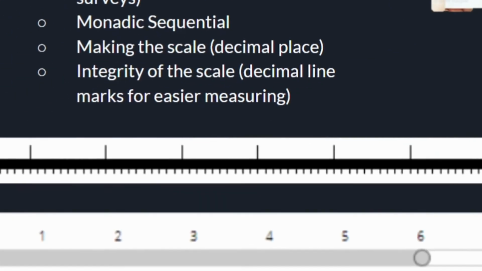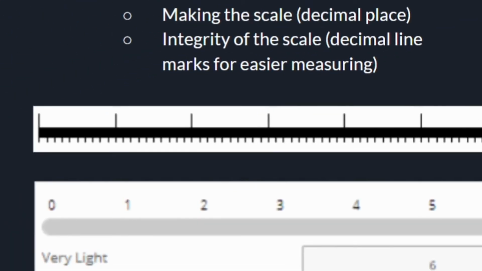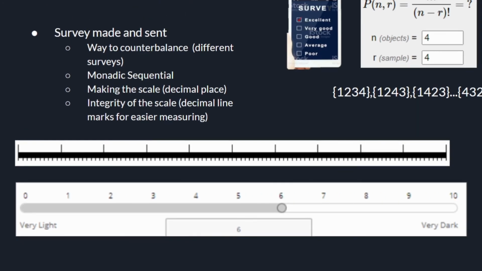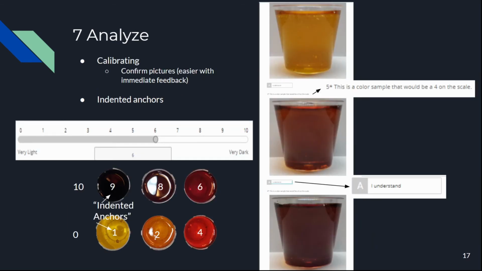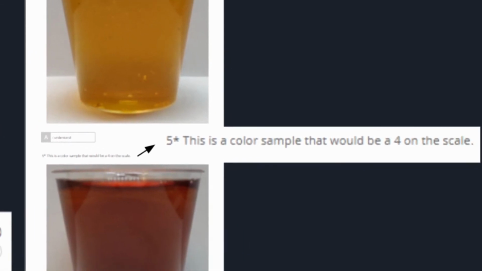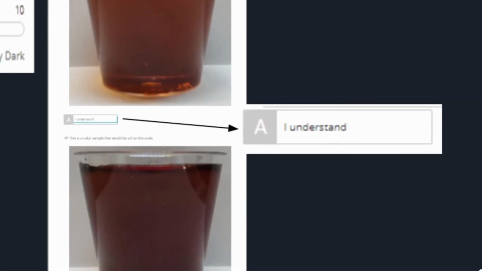When making the survey, we considered a scale that already had 1 decimal place markings to make it easier to measure, but the online survey only allowed for a slider scale. It should be noted that these formats would ruin the integrity of the line scale, as it's meant to give the illusion of choice. We quickly calibrated the panelists by showing them pictures and where the photos laid on the line scale. Panelists had to click "I understand" to confirm that they understood the colors.